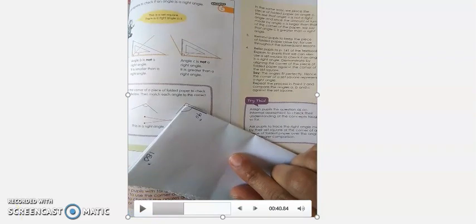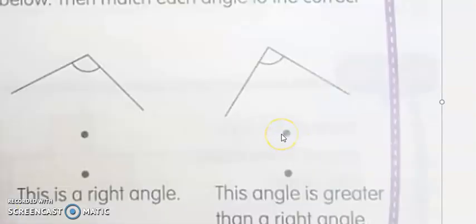Now see this page. What I am doing with the help of a paper, I am checking this angle. Like in page number 141 we have an exercise. They said use a set square or a corner of a piece of folded paper to check the size of the angles below. Then match angle to the correct description.